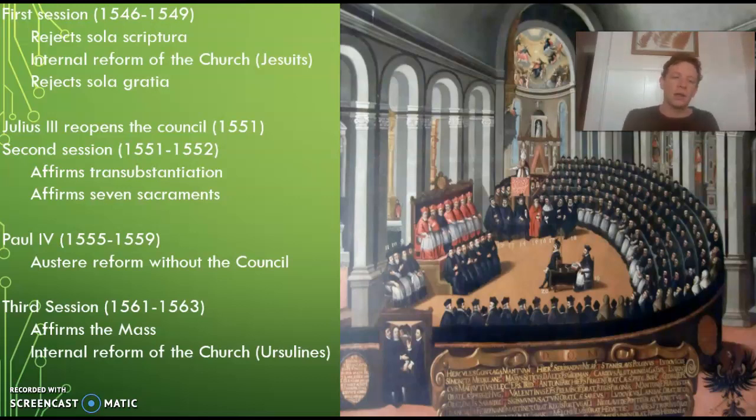and it approves the Ursuline order. So in the first session, we had the approval of the Jesuit order. In this session, we have the approval of the Ursuline order. Why is the Ursuline order significant? It's significant because it's the first order to be approved solely for women. Only women could become Ursulines. The other orders, you could have male or female branches. And it's an order that's dedicated to the teaching of women.